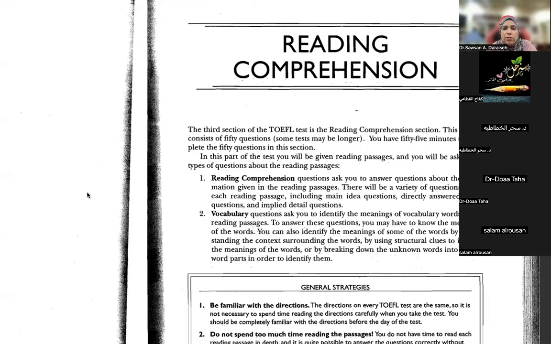In this part of the test, you will be given reading passages and you will be asked two types of questions about the reading passage or passages. Reading passages meaning the articles. You will be reading paragraphs or sometimes essays or articles. Reading comprehension questions ask you to answer questions about the information given in the reading passage. There will be a variety of questions about each reading passage, including main idea questions. This is one of the most important questions. Like you will read a paragraph or an essay, and then the first question I will ask you is, what is the main idea of this essay?